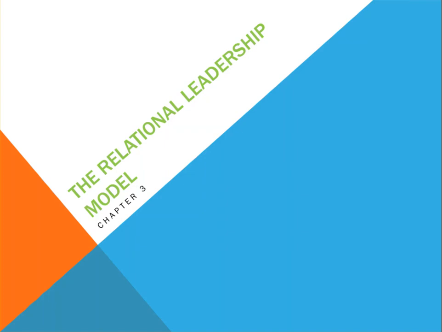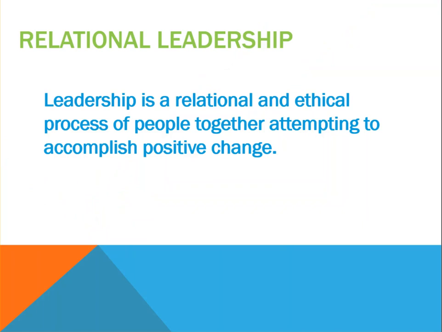So this is a theory that was developed, and I'm going to take you through it because there's a lot of good pieces through the 5 components that could help you look at how to be in good relationship with others that you're leading. So there is a definition here that leadership is a relational and ethical process of people together attempting to accomplish positive change. And that could be anyone in the organization, not just the person with the positional leader.